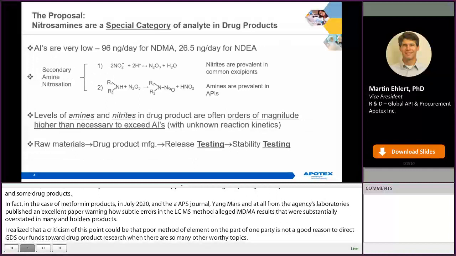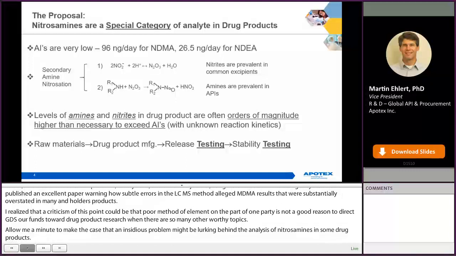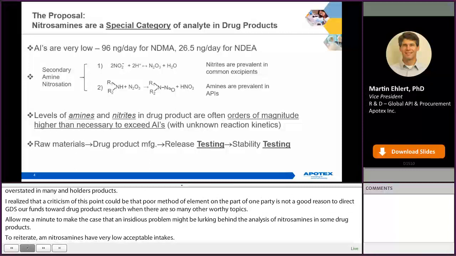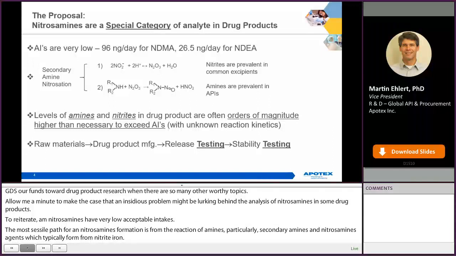To reiterate, N-nitrosamines have very low acceptable intakes. The most facile path for N-nitrosamine formation is from the reaction of amines, particularly secondary amines, and nitrosating agents, which typically form from nitrite ion. The level of amines and nitrite precursors in drug products are frequently orders of magnitude higher than what would be necessary to generate corresponding nitrosamines at greater than acceptable intake values. Chemically speaking, none of the precursors are limiting reactants.